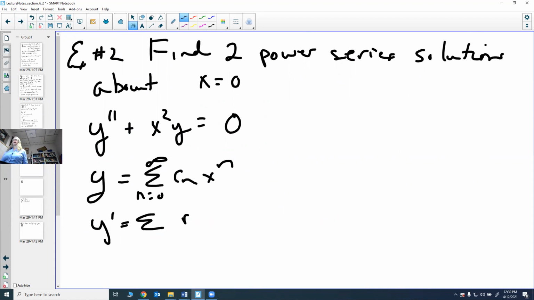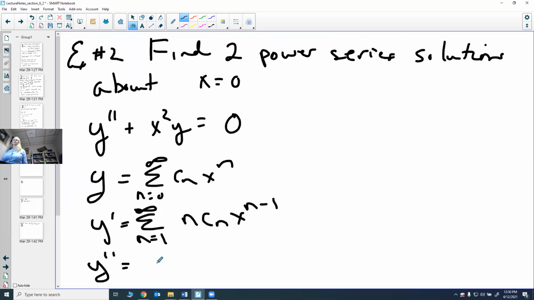So again, you're going to bring the power down, subtract 1 from the power. So you're going to get n Cn x to the n minus 1. But instead of starting at n equals 0, when you take a derivative, that first term would go away. So this one actually starts at n equals 1.